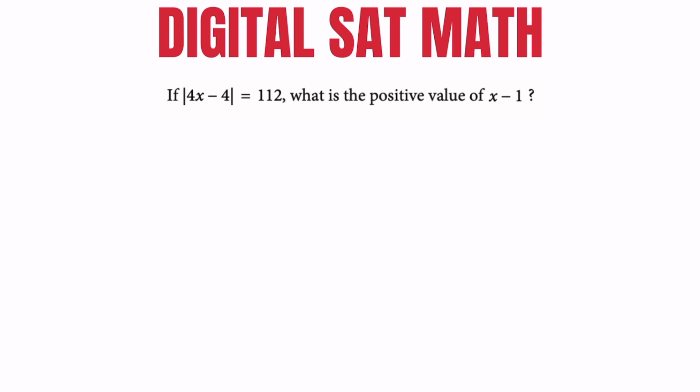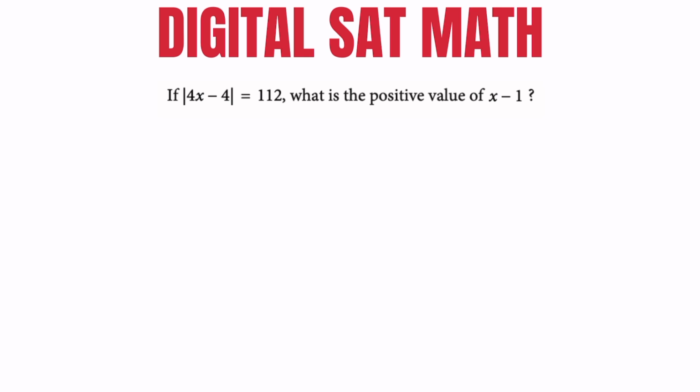We have another digital SAT math question here. This is from the absolute value topic. It's another interesting question, so let's solve it. If the absolute value of 4x minus 4 is equal to 112, what is the positive value of x minus 1?